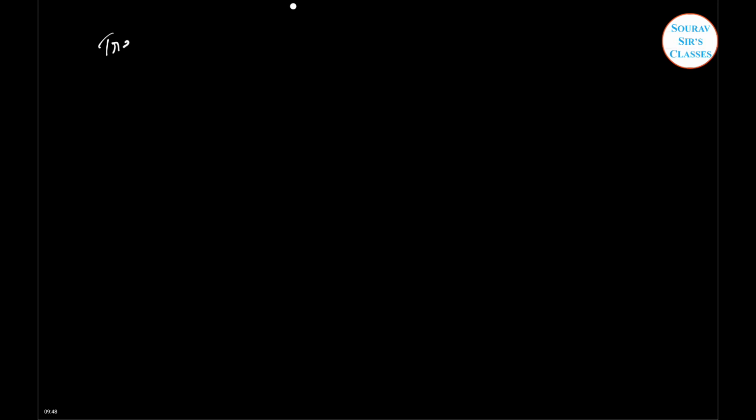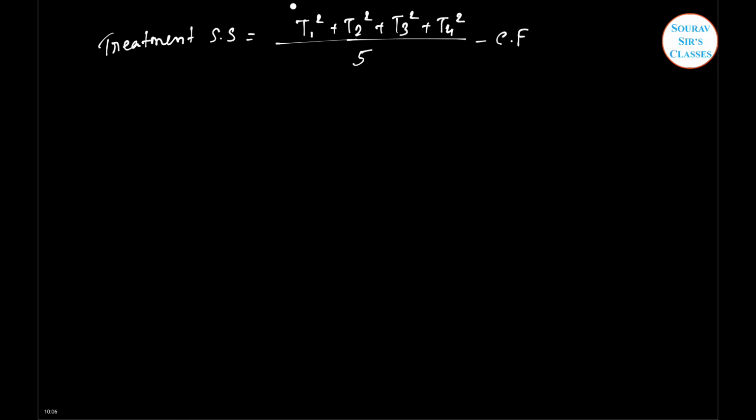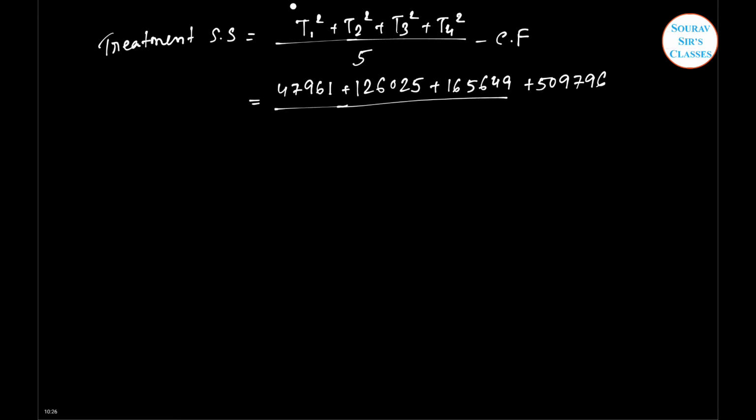So treatment SS equals T1 square plus T2 square plus T3 square plus T4 square, divided by 5, minus CF, equals 47,961 plus 126,025 plus 165,649 plus 509,796, divided by 5, and minus 143,641.25.